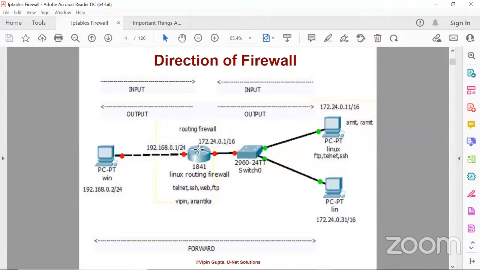Later on, I will tell my firewall, please block telnet access. So again, the chain is going to be in the forward direction. So let me first check whether telnet is working or not.